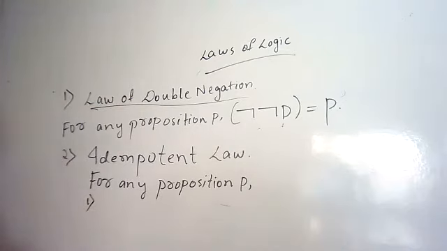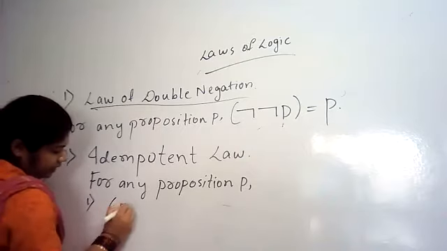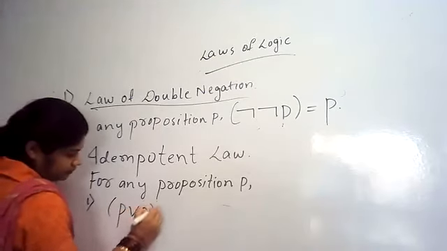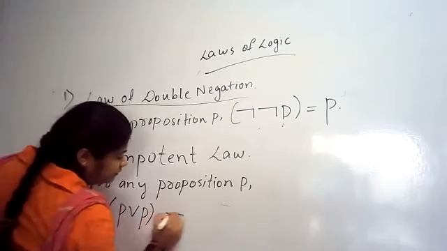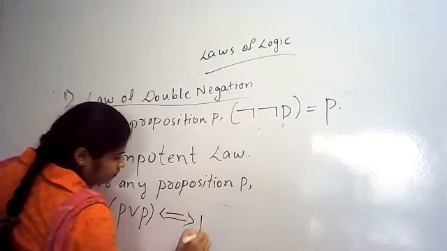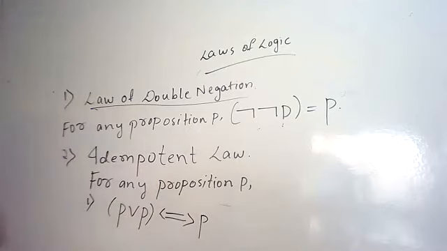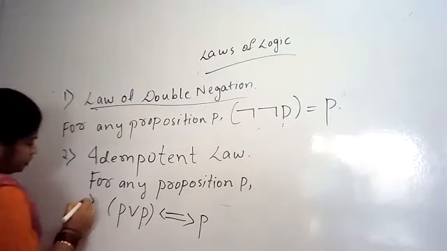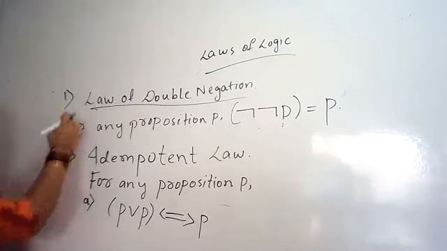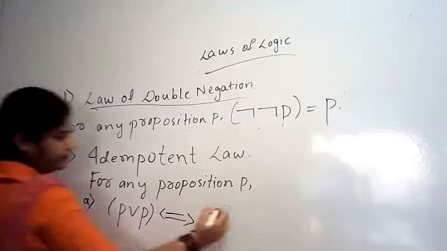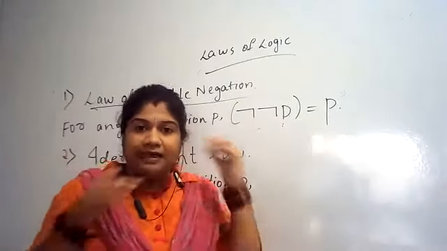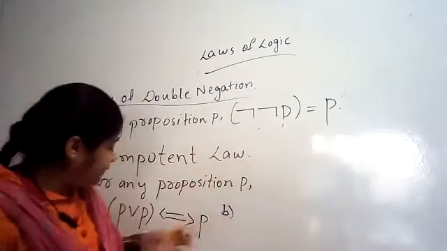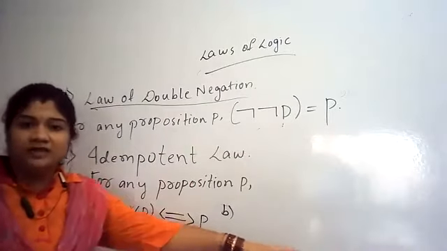First, P disjunction P is logically equivalent to P. And the second one is P conjunction P is logically equivalent to P. One with disjunction, one with conjunction.